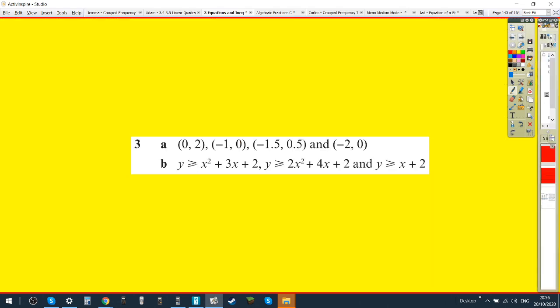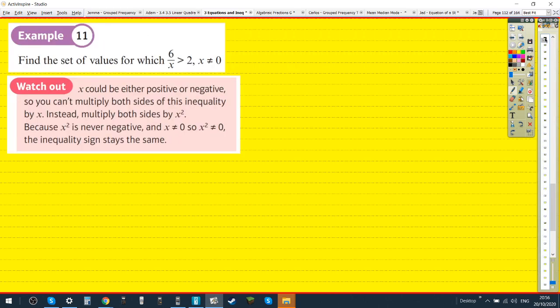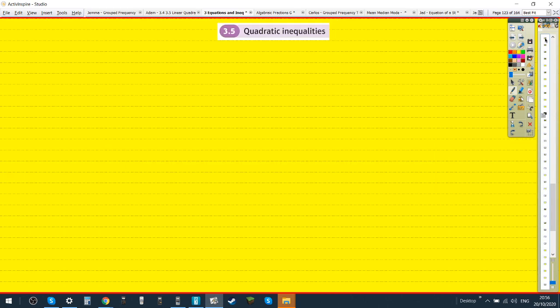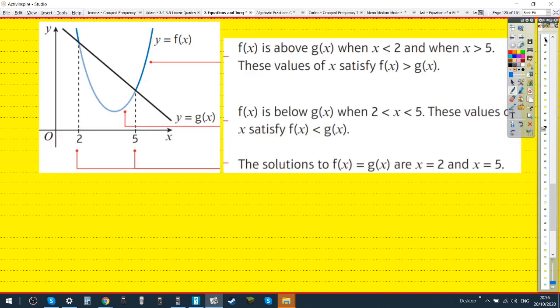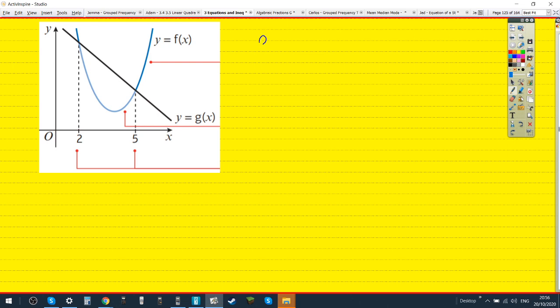All right. Let me just make sure. Go back. Okay, I want to recap this. In general, you've got two functions, f(x) and g(x). Let's say they cross over at 2 and 5. So for this one, when is f(x) greater than g(x)? When is the curve greater than the line? When x is greater than 5.